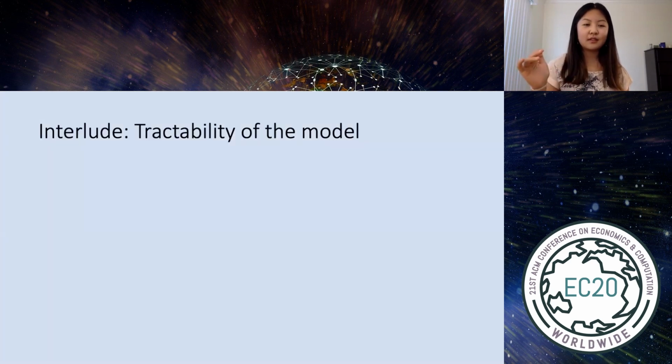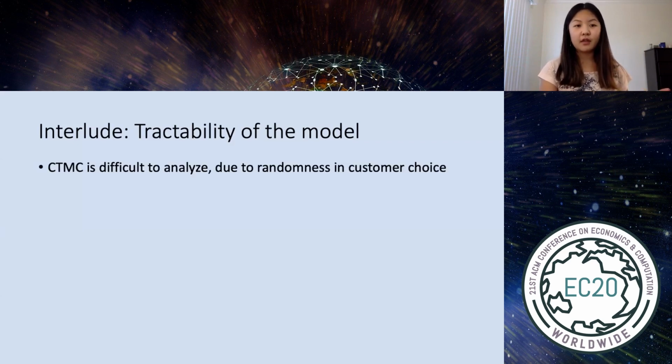Now, this is a little bit of an aside, but I've told you already how we want to use this model, but there's still another question: where can we actually use this model? Is this model actually tractable? And for this initial Markov chain model that we described, the answer is no. It's very difficult to analyze due to all the randomness in customer choice and the randomness in the availability of the listings.